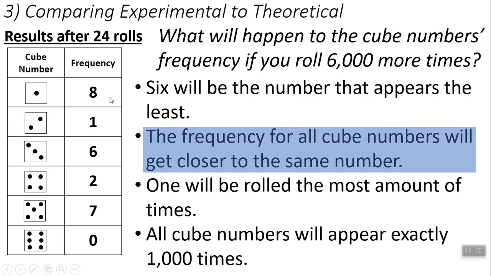Yeah, 1 was rolled the most in this first 24, but it will not continue to be the most. All cube numbers will appear exactly 1,000 times, not necessarily. They'll all get close to 1,000, but not exact.